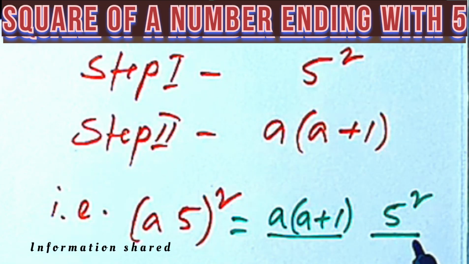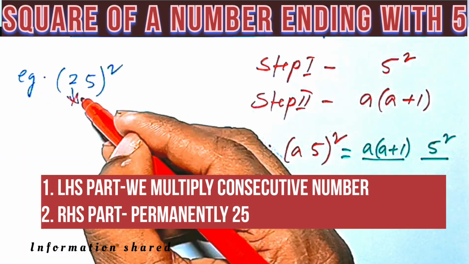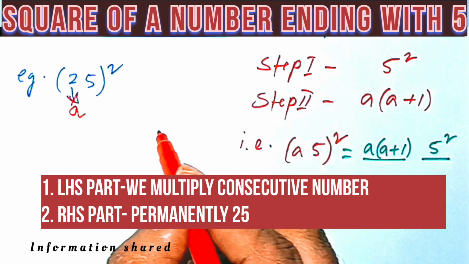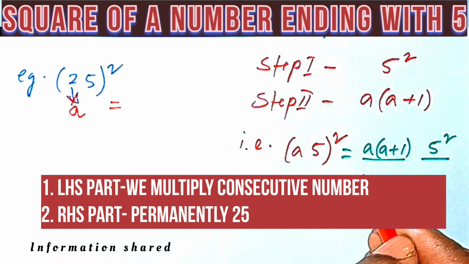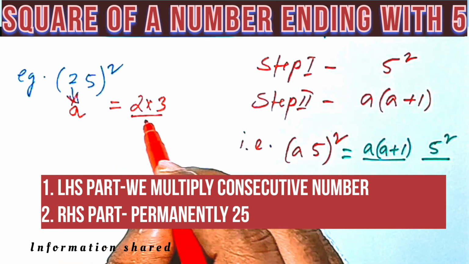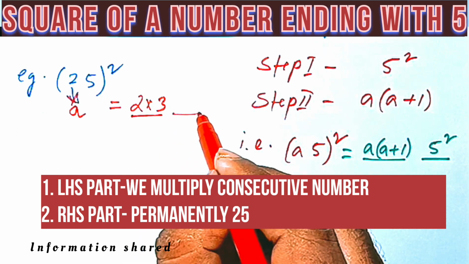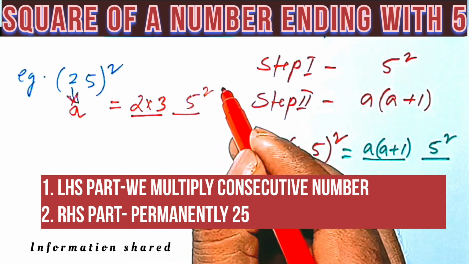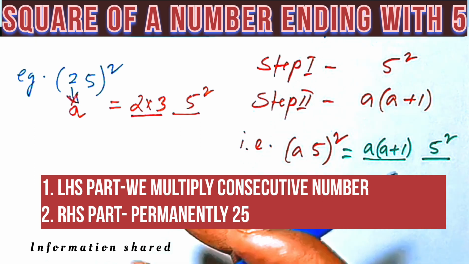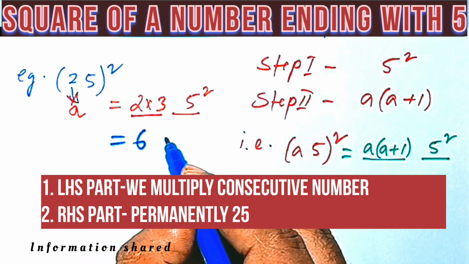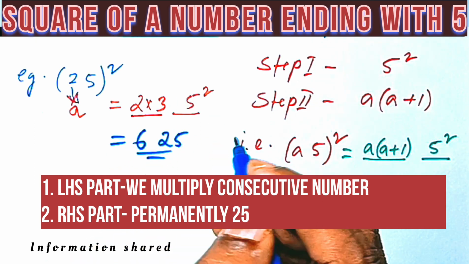First part, left hand side, and right. So let us take one example here. This is our a. According to the formula, we have 2 into 2 plus 1, which is 3, and 5 squared we have here. The answer we are having is 6 to 5. This is our answer, 625.